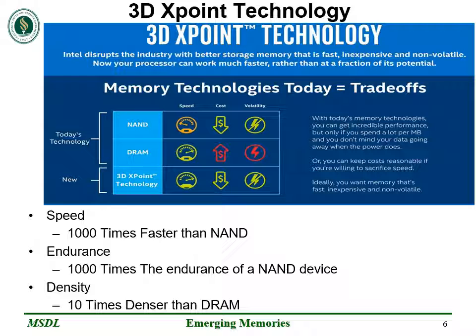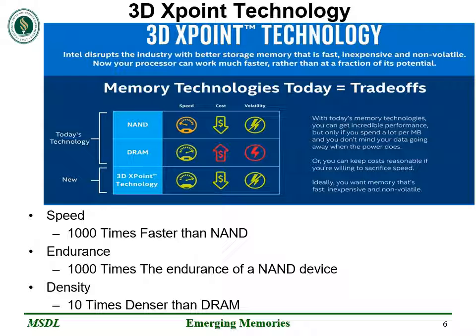As you can see on the slide, the speed of a 3D XPoint is 1,000 times faster than a basic NAND flash memory. Its endurance is 1,000 times the endurance of a NAND device, and its density is increased by 10 times that of a DRAM.